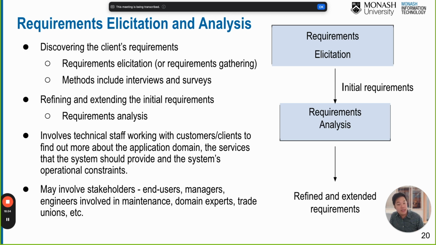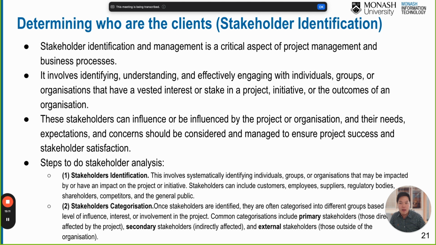And when you elicit the requirements, you may involve many stakeholders, including end users, managers, software engineers, the software maintainer, the domain expert, or whatsoever, right? So it really depends on the type of software system. But the first and most important step is that you need to discover or identify who are the stakeholders of the software system. So this step is called stakeholder identification, all right?